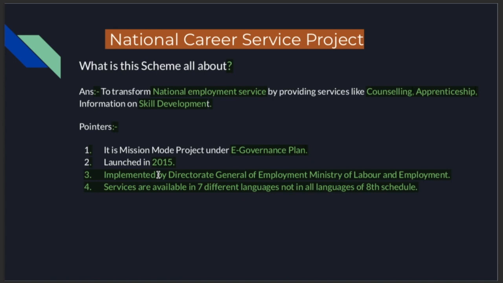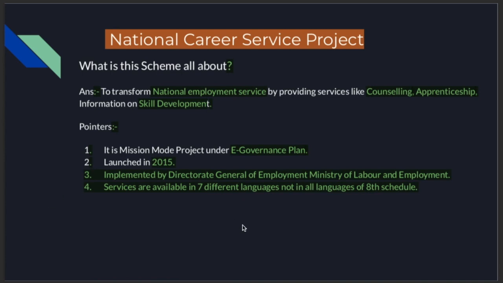Now, the next information related to the National Career Service Project is that services are available in 7 different languages. Why have I put this information? Because UPSC may frame the question that the services in the National Career Service Project are available in all the languages mentioned in the 8th Schedule. No, it is available in only 7 different languages. You don't need to remember the 7 different languages. Neither is it feasible, nor is UPSC going to frame a question out of that.